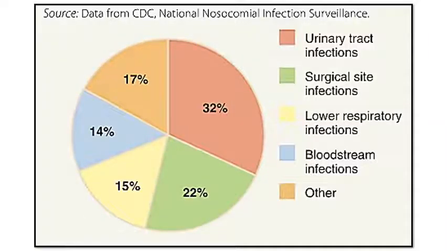So here's the same thing in chart form, showing you that around 30% of the nosocomial infections, as you can see, this data comes from the CDC, the United States Center for Disease Control, right? And it shows that 32% of the nosocomial infections are urinary tract infections, and then you have all the others that I just explained.